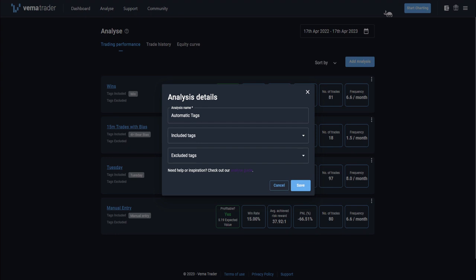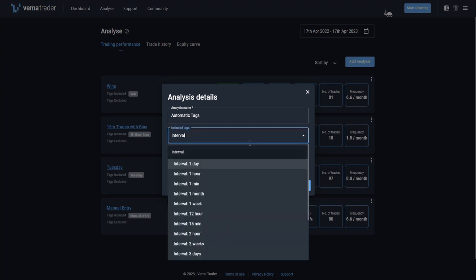Next up, we have interval. So this refers to the time frame that your trade was set up to enter on when you create it. So if you create a trade on the 4-hour time frame, it's going to enter when the conditions that you have set are met on the 4-hour time frame. And so we tag that interval so that you can filter your performance across different time frames.